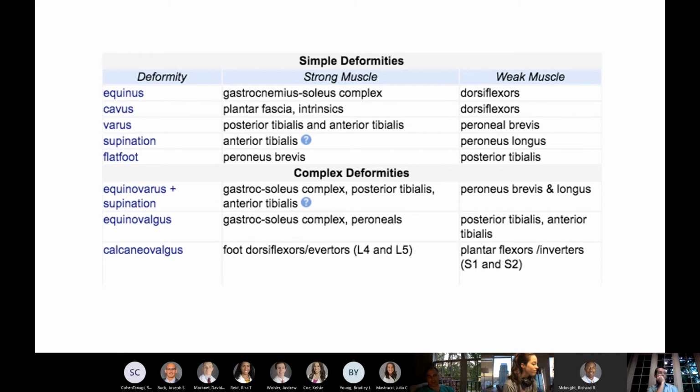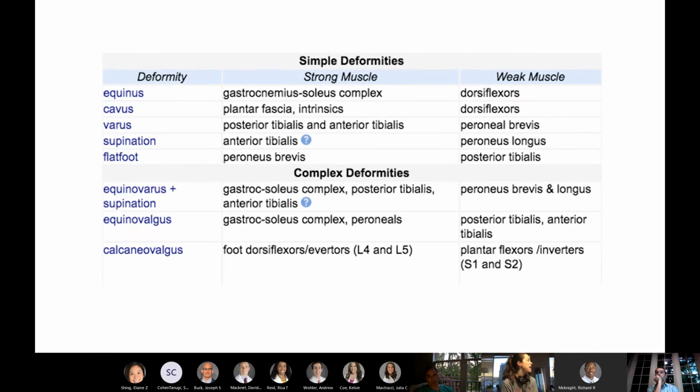Supination, again, that's your tibialis anterior. It comes down, wraps around your cuneiform, and when it activates, it supinates the foot. And again, your peroneus longus attaches at the base of the first metatarsal. So it's really in the same general place where the tibialis anterior attaches, but it pulls in the opposite direction. Flat foot, peroneus brevis versus your posterior tibial tendon. I'll many times take a peroneus brevis and transfer it to the peroneus longus in a flat foot reconstruction.